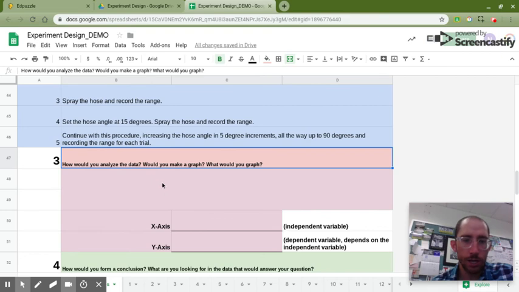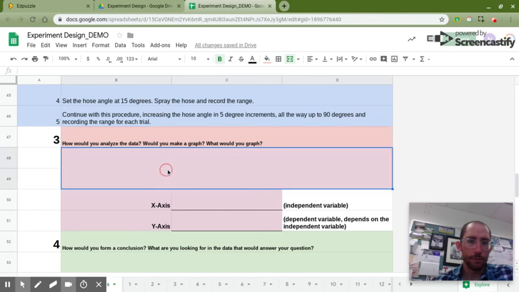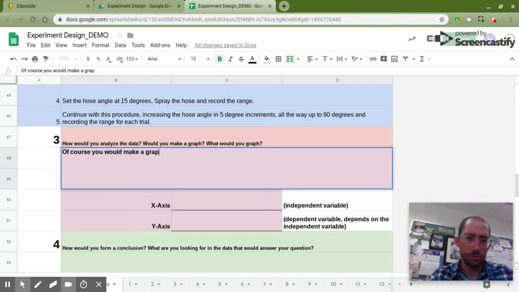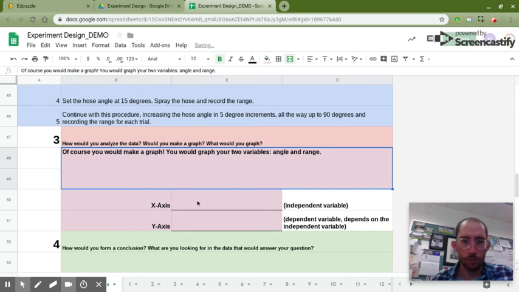How would you analyze the data? Would you make a graph? What would you graph? Of course you'd make a graph. Okay, you would graph your two variables. Otherwise, why did you collect data for them? Why did you measure them? Angle and range. Okay. What would be on your x-axis?